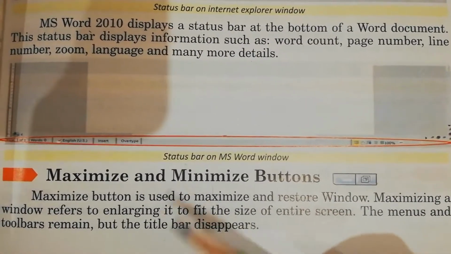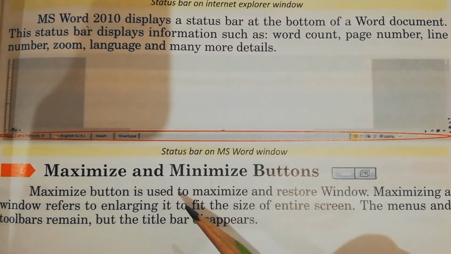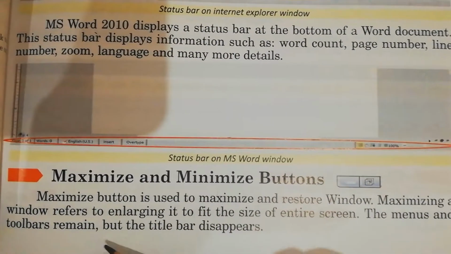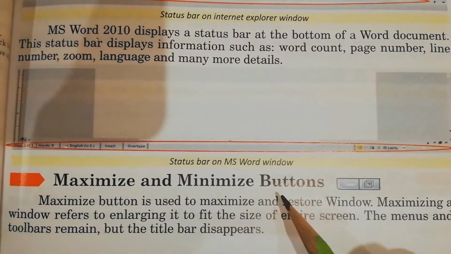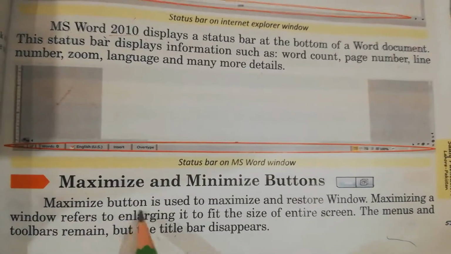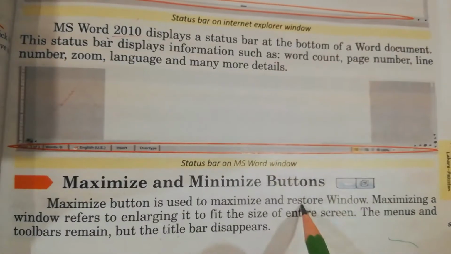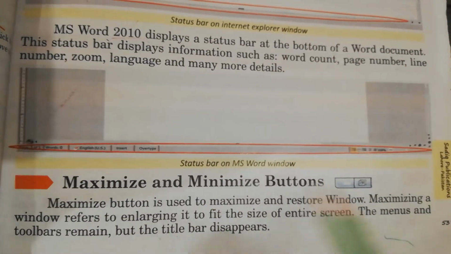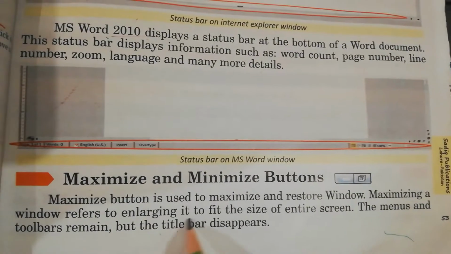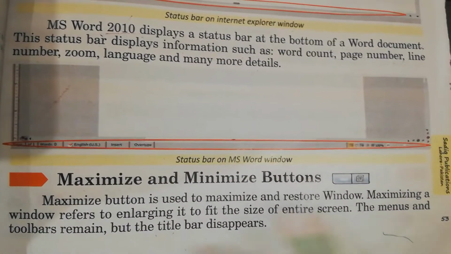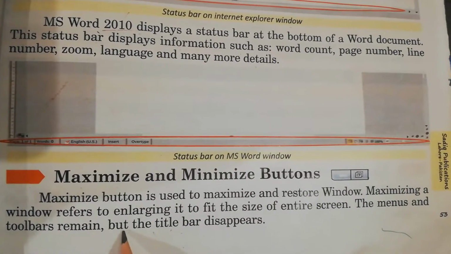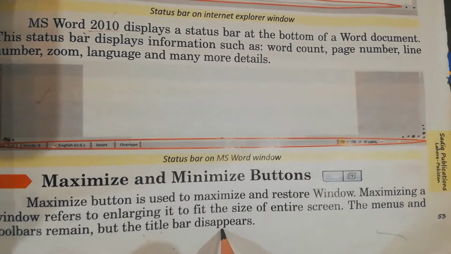Subject Computer Science, revision of unit number 2, Introduction to Windows. Today we are going to revise page number 53, topic maximize and minimize buttons. The maximize button is used to maximize and restore a window. Maximizing a window refers to enlarging it to fit the entire screen. The menus and toolbars remain, but the title bar disappears.